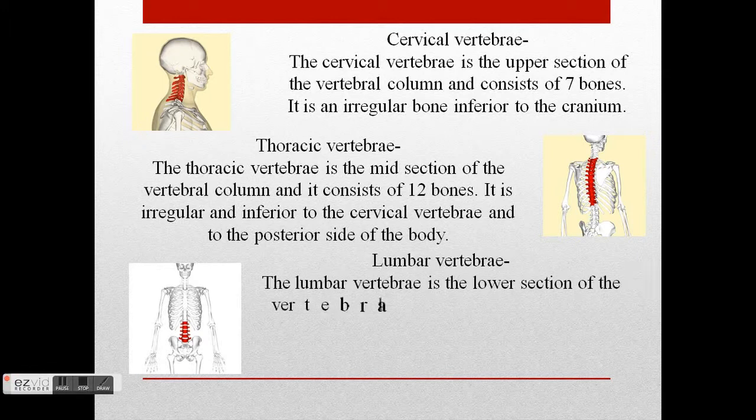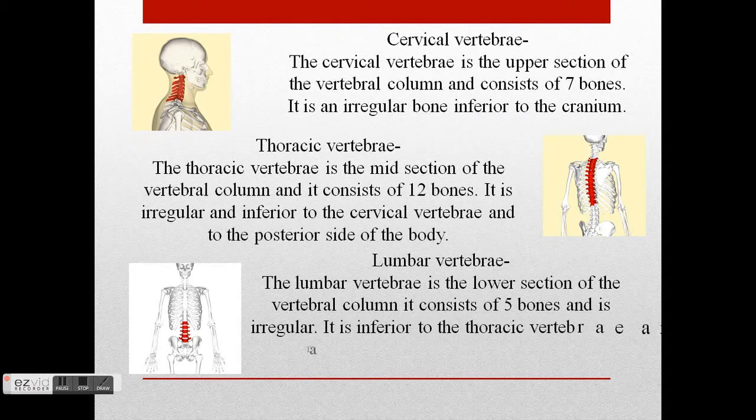The lumbar vertebrae is the lower section of the vertebral column. It consists of 5 bones and is irregular. It is inferior to the thoracic vertebrae and is the largest section of the vertebral column.